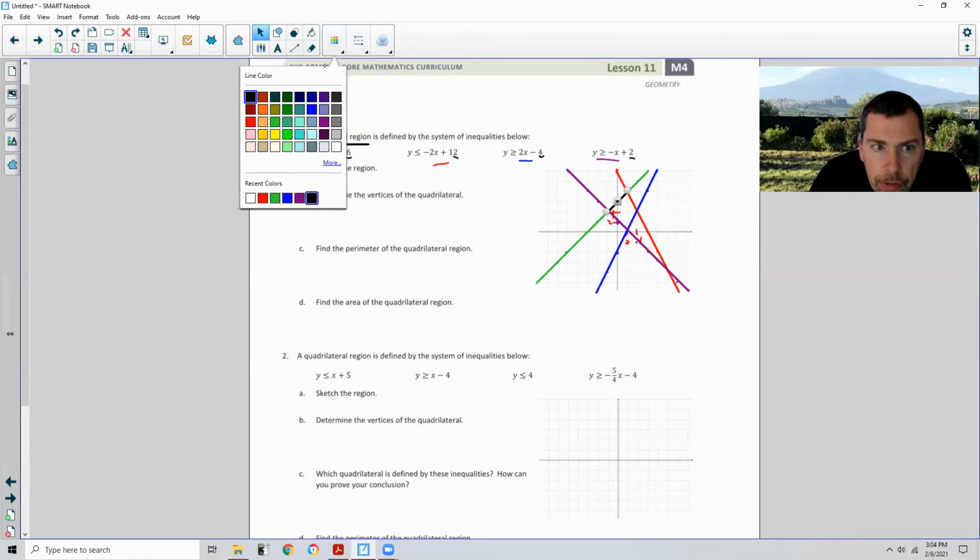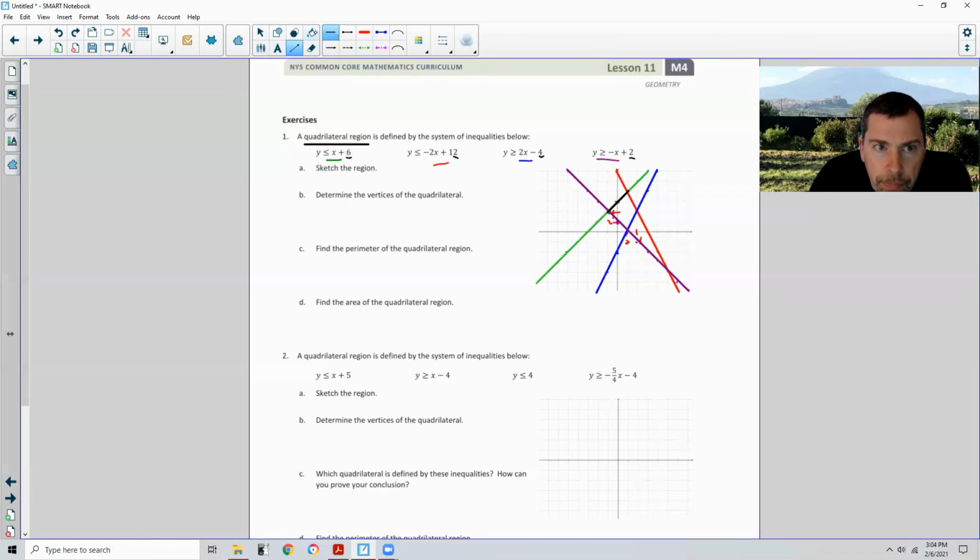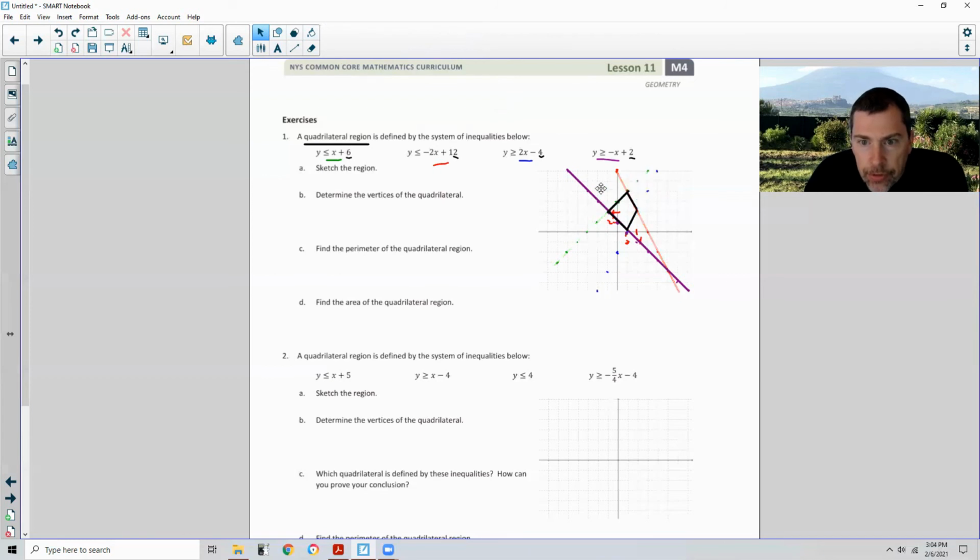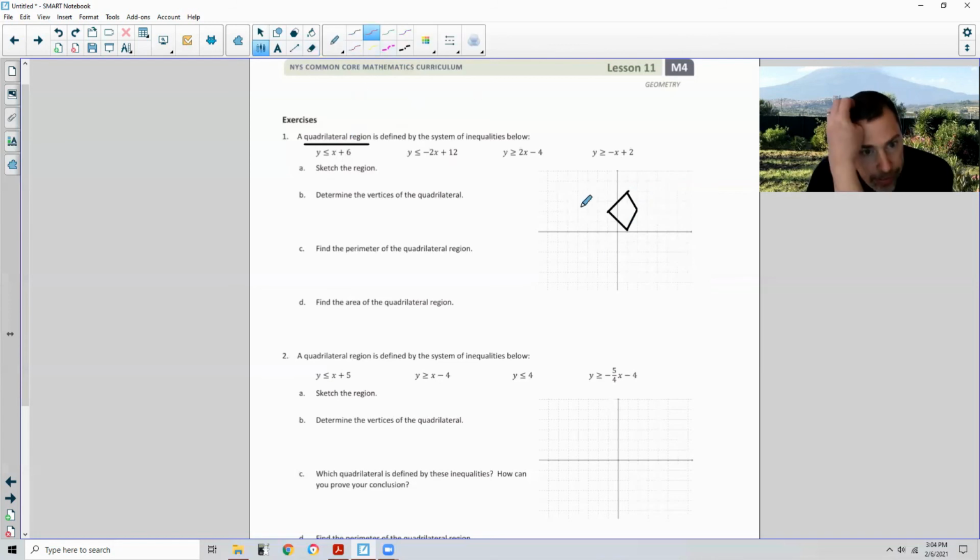There's one. And then going from here to here, from here down to here, and finally back over to here. So that black region in the middle here is my quadrilateral. Now that I've found that, let's delete the lines to avoid more confusion. I'll erase my dots here. And there we have it. There is our quadrilateral. So if I sketch the region, that's done.